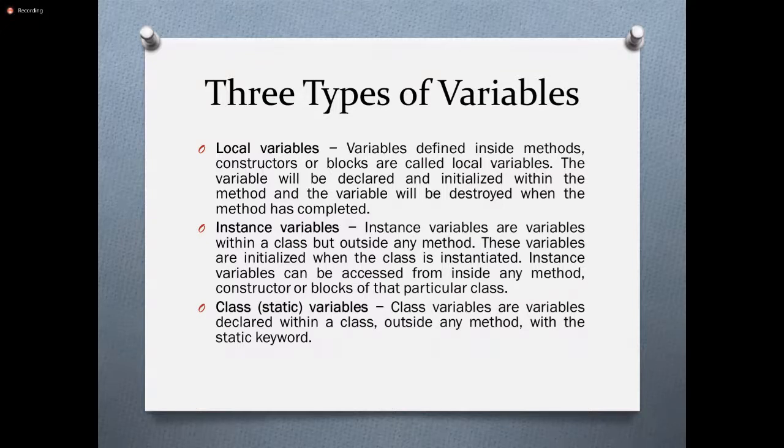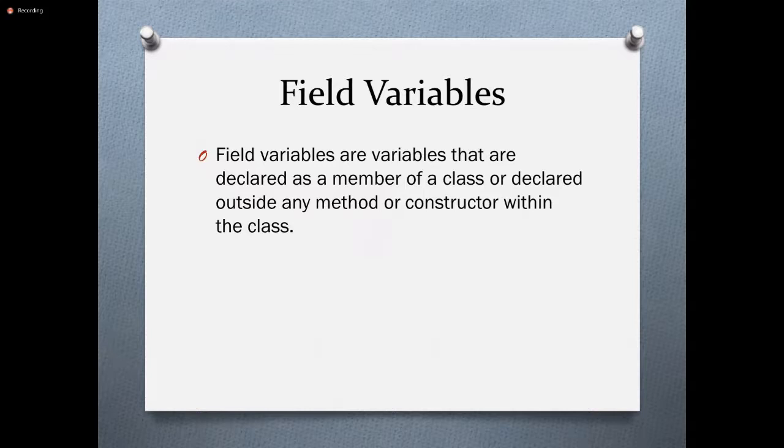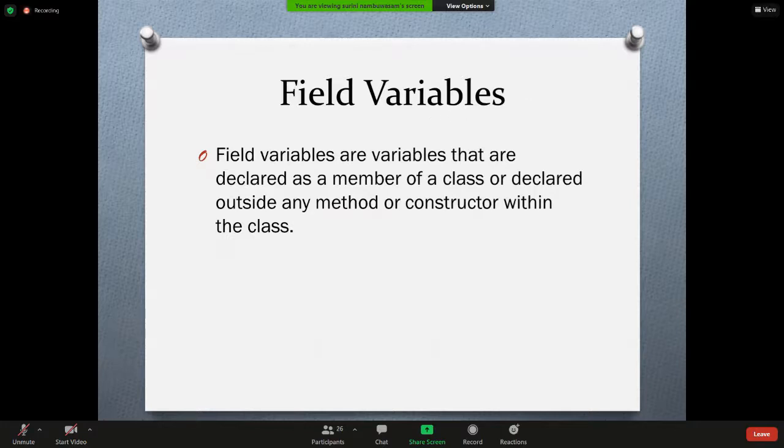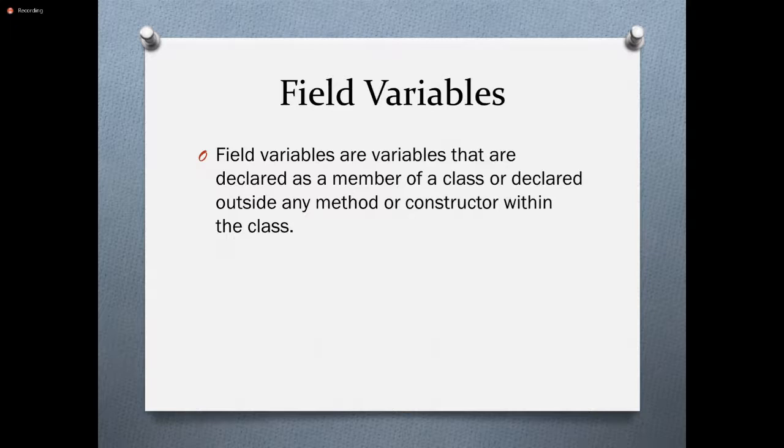Then we'll come to the next term, field variables. These are variables that are declared as a member of a class, or declared outside any method or constructor within the class. It's another term used for those types of variables, right? This is just a generic name. Depending on the place of declaration, you can call a variable a field variable. Right? A field variable is not a type of variable. Depending on the declared location, you can consider it so.